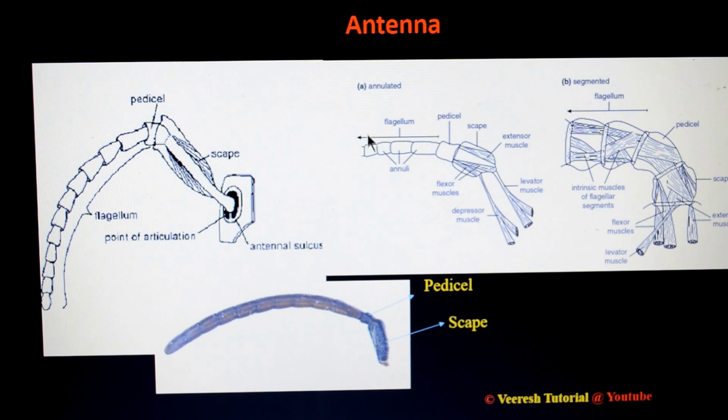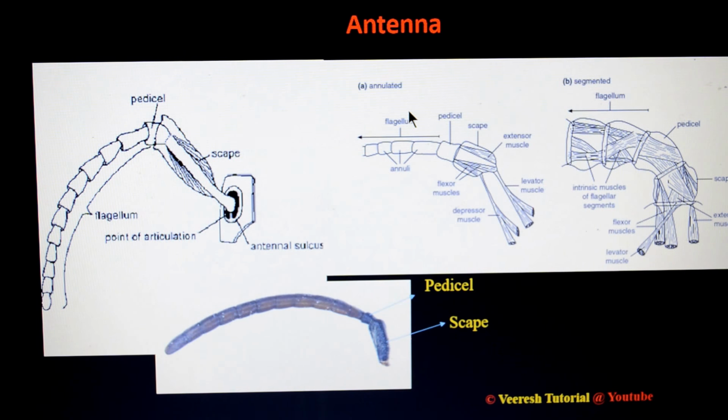So there are two types of antenna present. One is the annulated type and the other is the segmented type. In almost all insects, the annulated type of antenna is present. Here, intrinsic muscles are present in scape and pedicel, but not in flagellum. So intrinsic muscles are absent in flagellum. In the segmented type of antenna, the intrinsic muscles are present even in flagellum. This type of segmented antenna is present in Diplura, but in remaining insects, the annulated type of antenna is present.